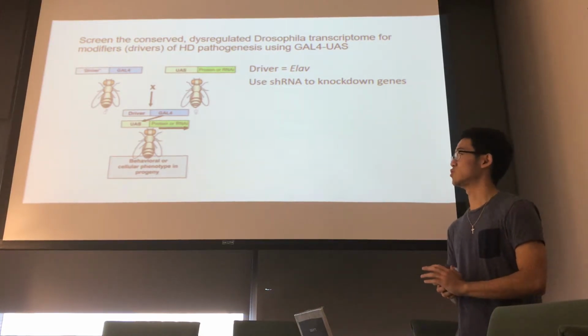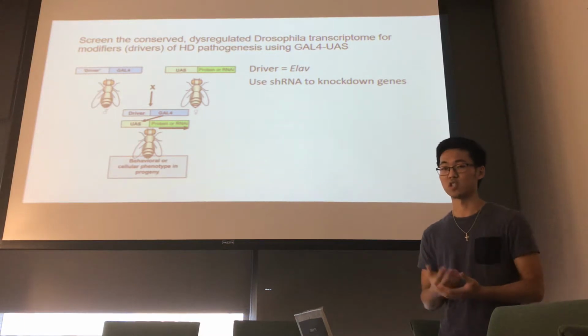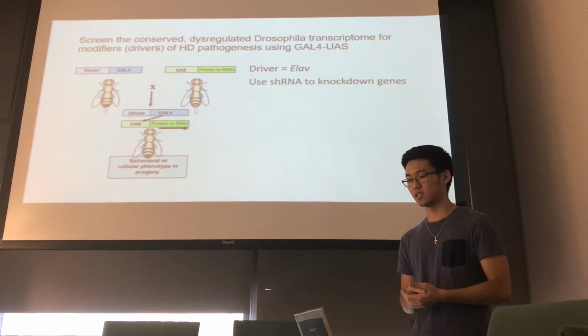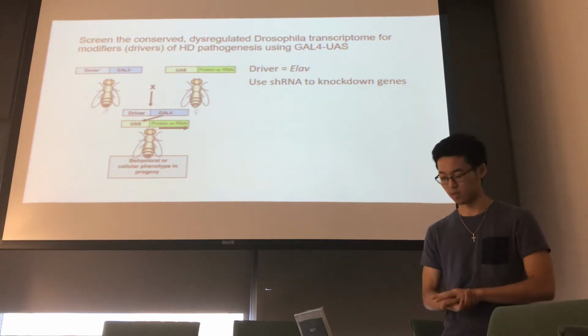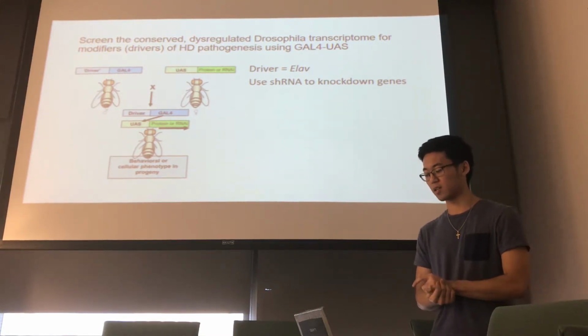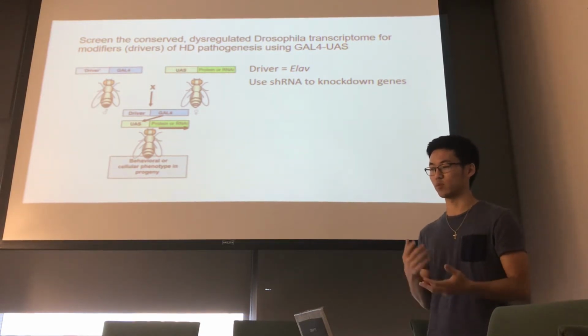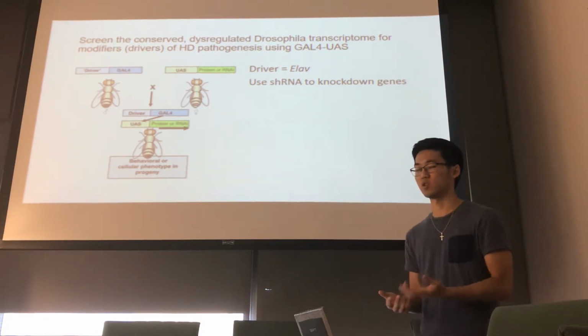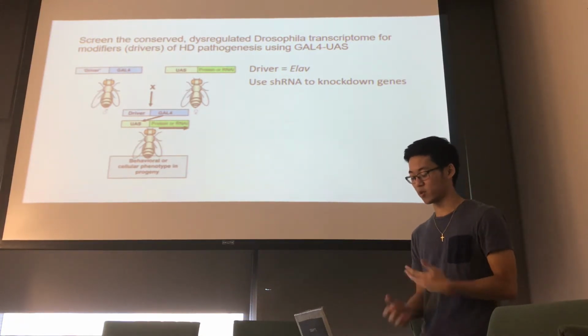For our screens, we use a gene called ELAV. ELAV is a gene that is expressed specifically in all neurons, and it is shown to be very significant in nervous system maintenance and development. Then we pair certain transgenes with UAS. For example, we pair the expression of the mutant huntingtin protein and the shRNAs for screening purposes.